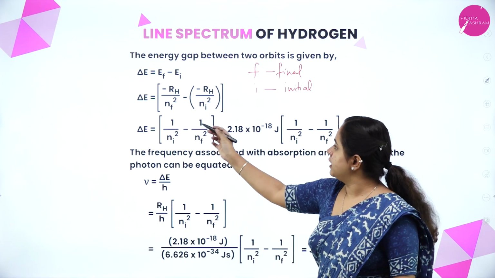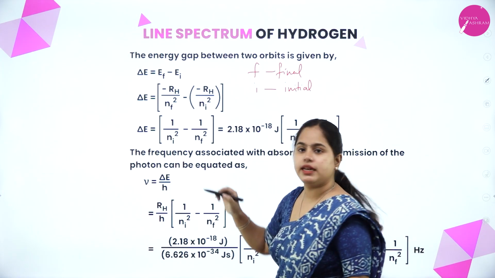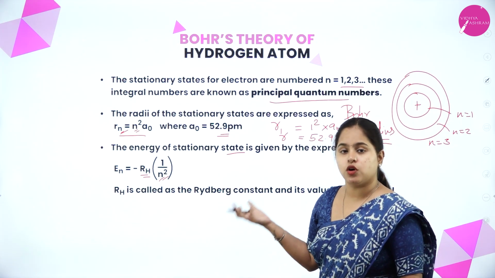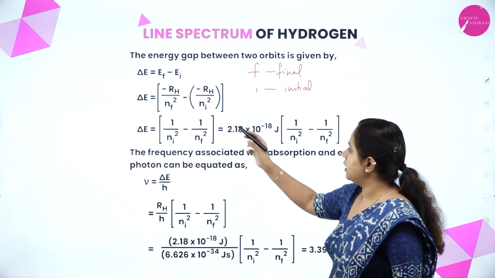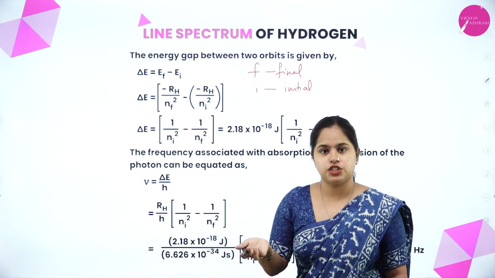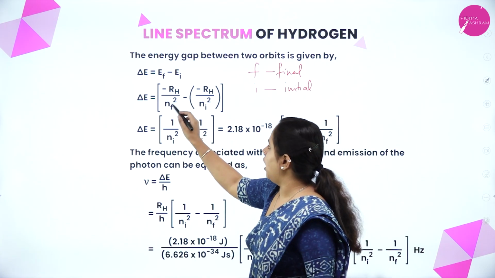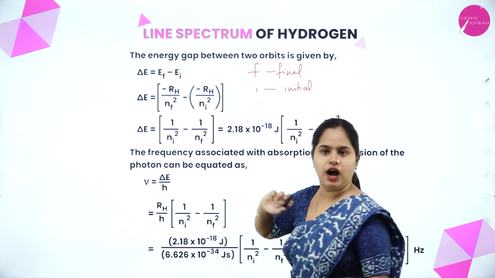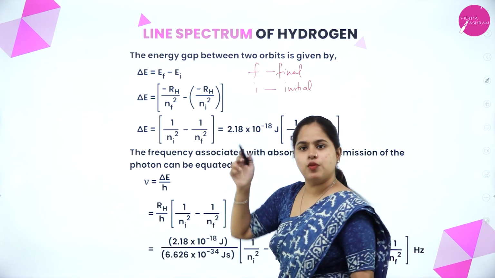Delta E is equal to minus RH by NF square minus of minus RH by NI square. We studied that the energy corresponding to the stationary orbits or stationary states is minus RH into 1 by N square. So that is being used here. Delta E is equal to the energy corresponding to the final energy level minus the energy of the initial state. Clear? So minus RH by NF square, the final energy, minus of minus RH by NI square. Clear? Now here minus and minus will become plus.